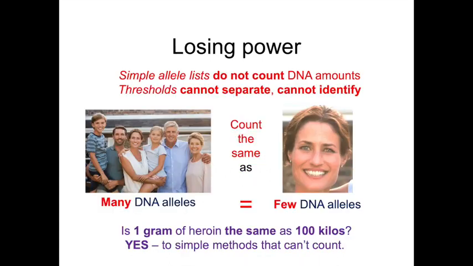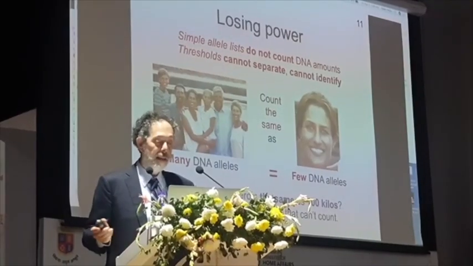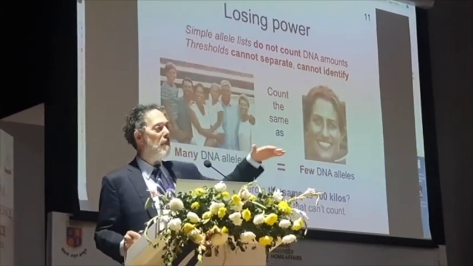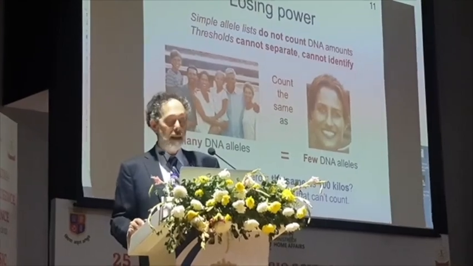But the older methods lose DNA power. The simple allelists can't count DNA amounts. They've applied a threshold. The peak heights are gone. And with those thresholds, they can't separate and they cannot identify. So on the left, we see a picture of many DNA alleles from different people. On the right, there's few DNA alleles. And counting up how much DNA is present from a peak height is the same.